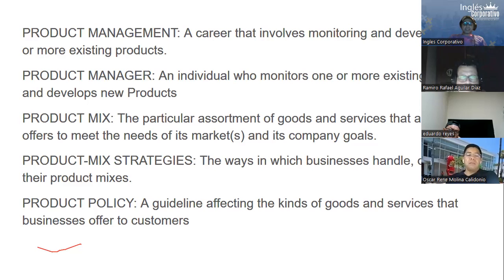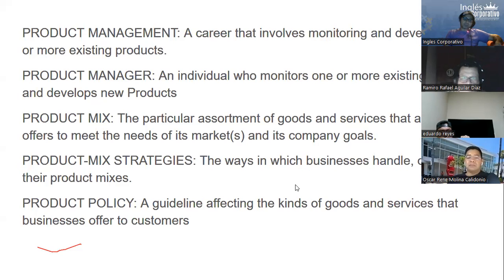Okay, the other one is product mix strategies. Who wants to read that one? Product mix strategies, the ways in which businesses handle or manage their product mixes. So do you have different strategies sometimes for different products or lines of products? You need to analyze that so all the products are sold properly. Handle, what is handle? Manejo. Very good, perfect.